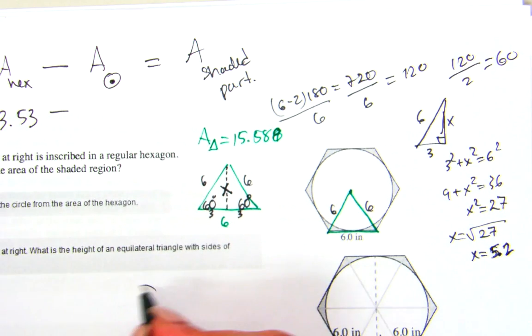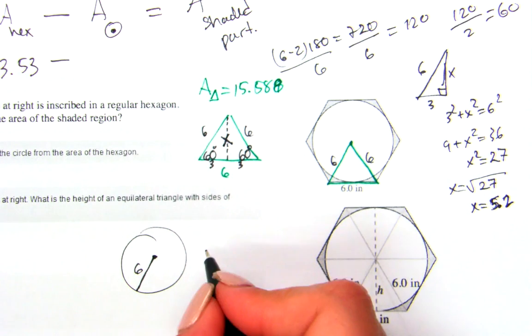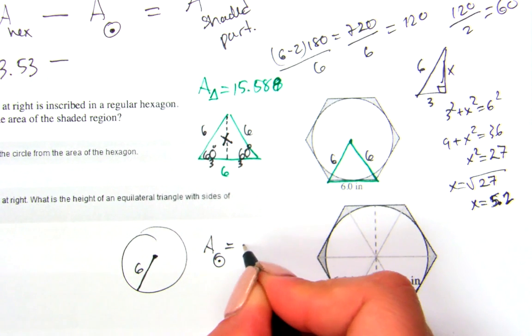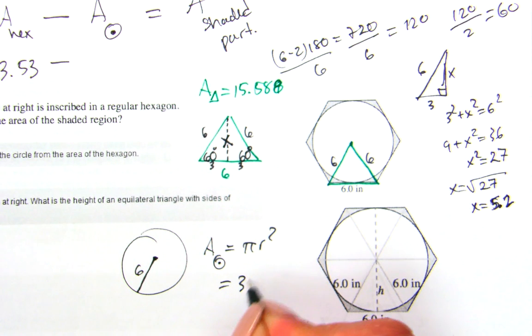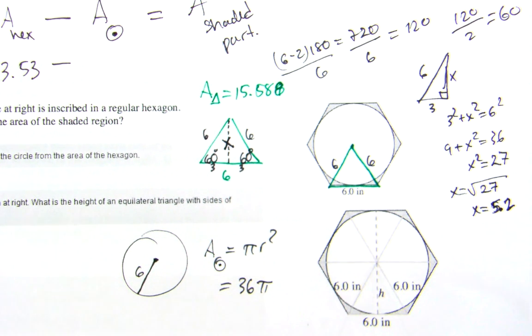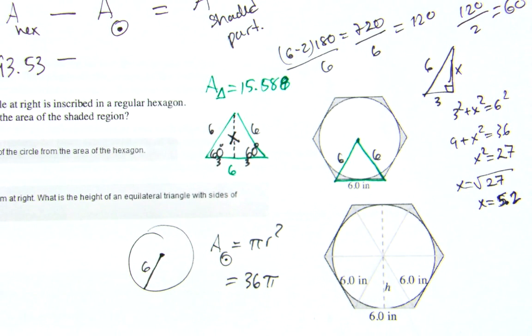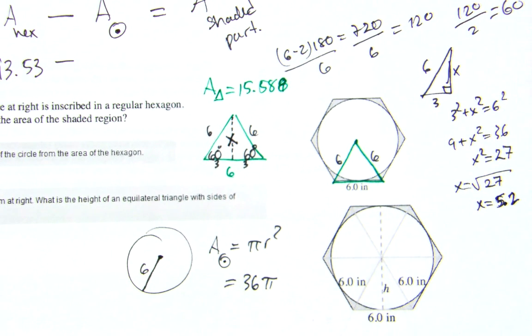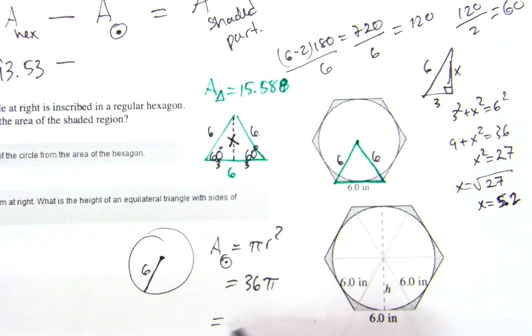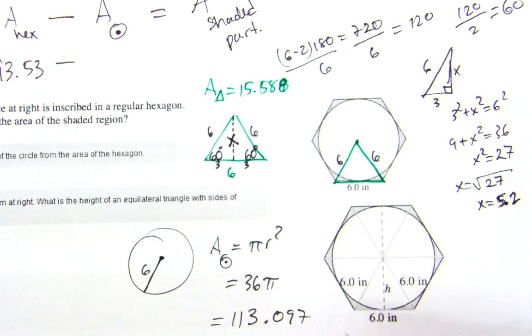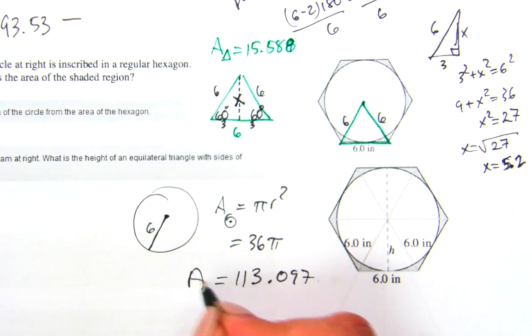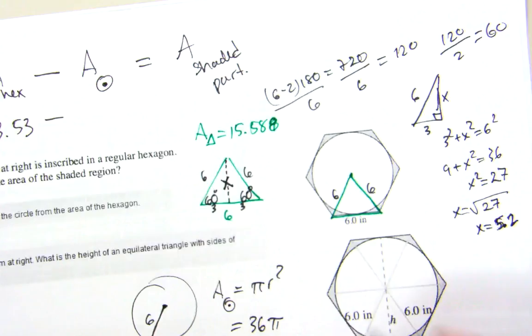Area of your circle, well, you just have a circle. Your radius is 6, so the area of your circle is just pi r squared. So that's 36 pi, 36 times pi, which equals around 113.097. So the area of your circle is around 113.097.